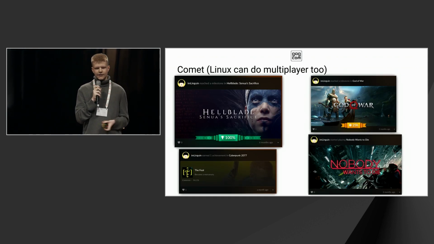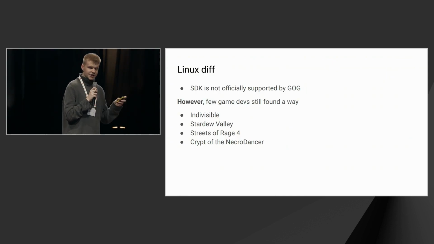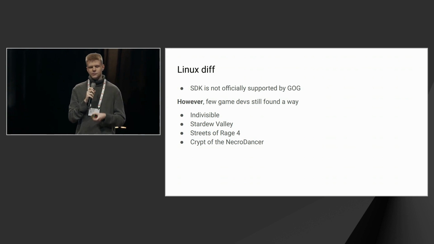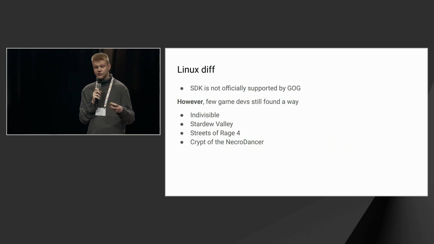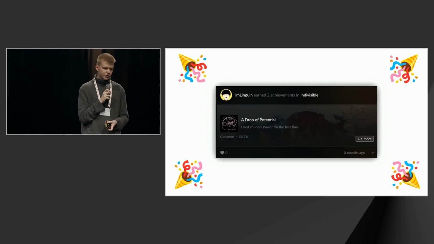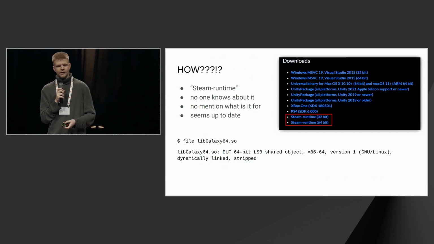So Comet is the project that actually allowed us to integrate with GOG services fully to enable achievements, playtime, and other multiplayer features. But there's a catch. Linux native games don't really support that. The reason is GOG doesn't really advertise that they support it, and there are only a few games that figured it out. So there is a game like Indivisible where, yeah, it works. It connects with the Comet instance and works nicely.